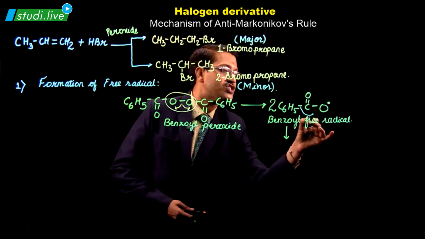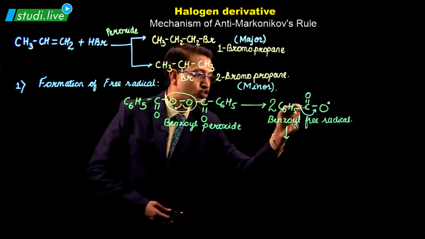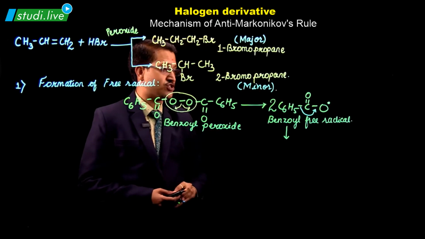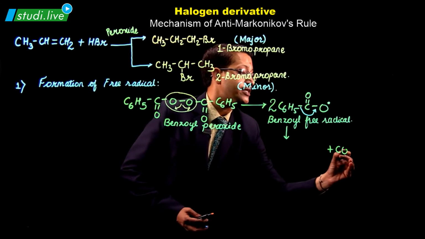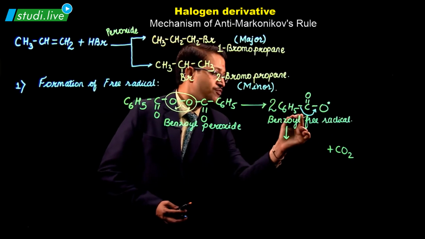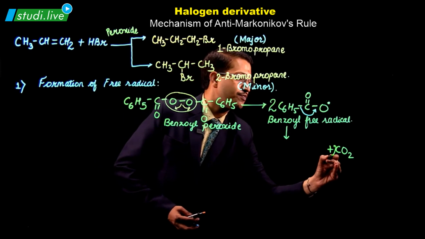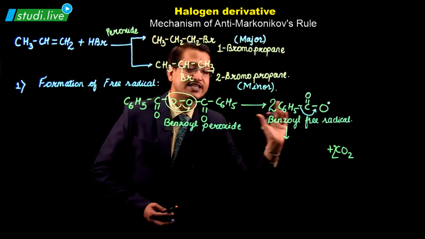This single bond is shifted here. So this loss of this single bond is there. This again undergoes homolytic fission. Now when this bond breaks, this will give you the formation of CO2. So plus CO2. So this bond shifts here. This is CO2. How many times? 2 times. So this is plus 2 times CO2. So 2 times carbon dioxide is given out.